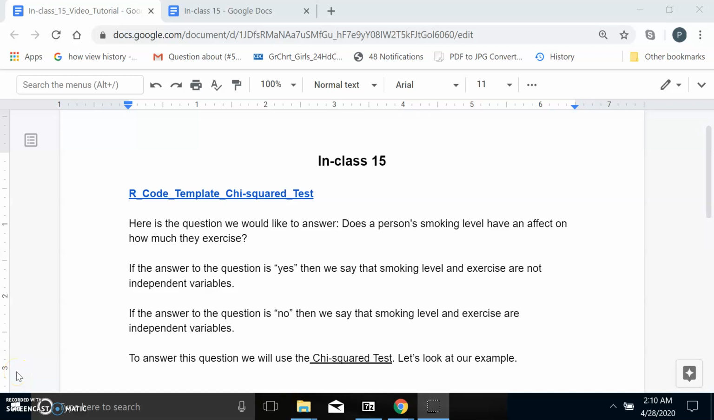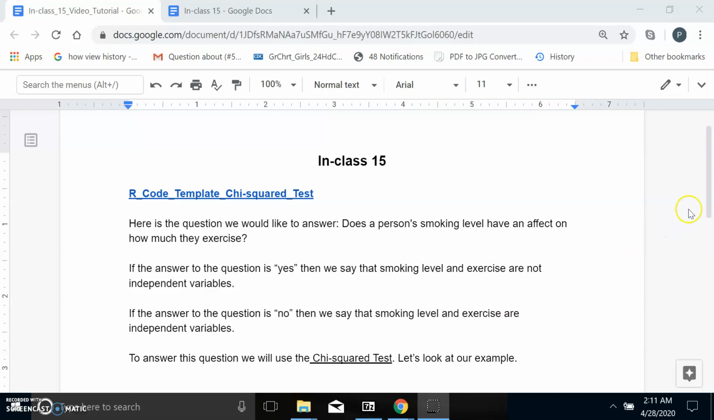Okay, so let's look at class 15. So here's the question we would like to answer. Does a person's smoking level have an effect on how much they exercise? If the answer to this question is yes, then we would say that smoking level and exercise are not independent variables. If the answer to the question is no, then we say that smoking level and exercise are independent variables. So to answer this question, we will use the chi-square test.